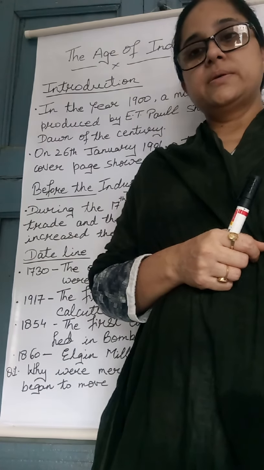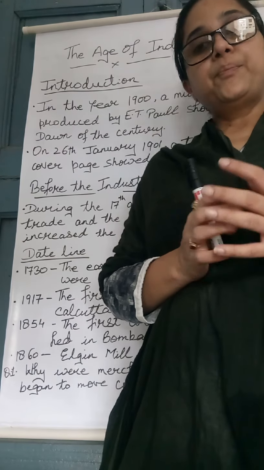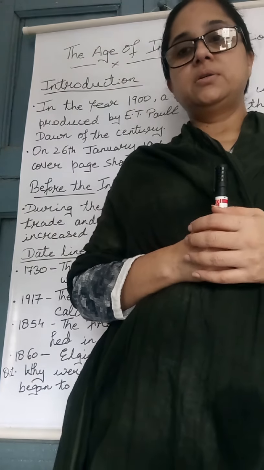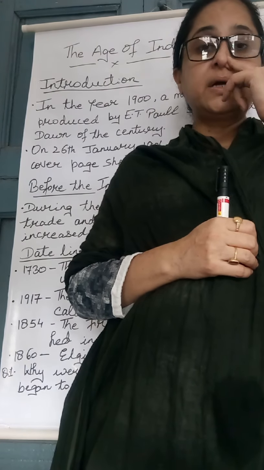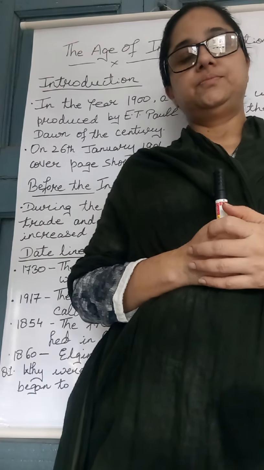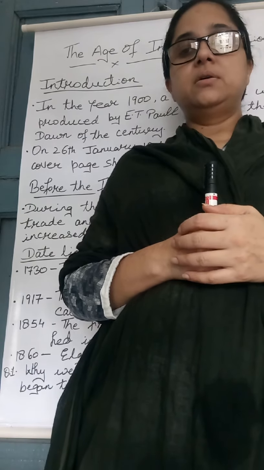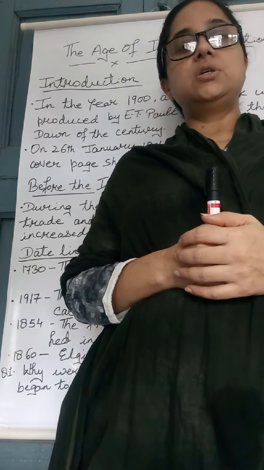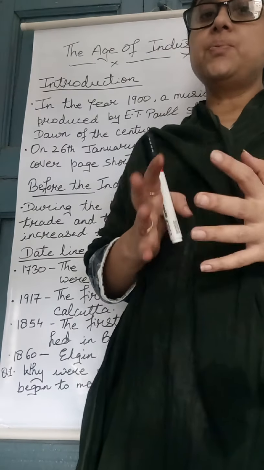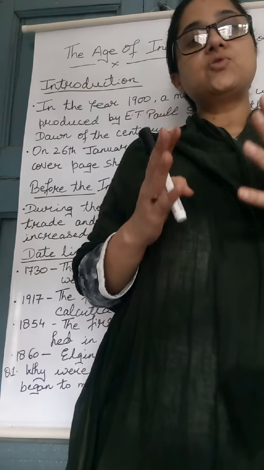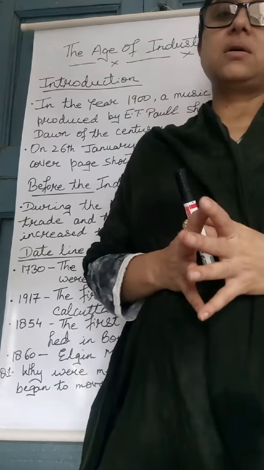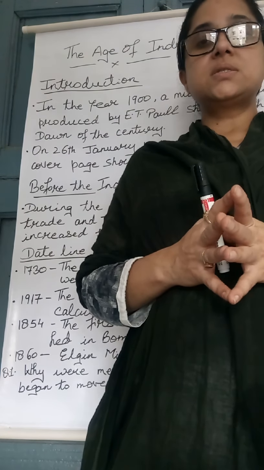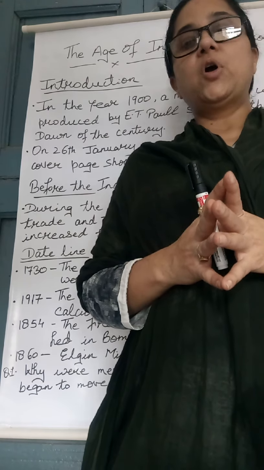Two famous pictures published in the years 1900 and 1901 glorified the machines and technology which symbolize industrialization as a time of technological progress and modernity.